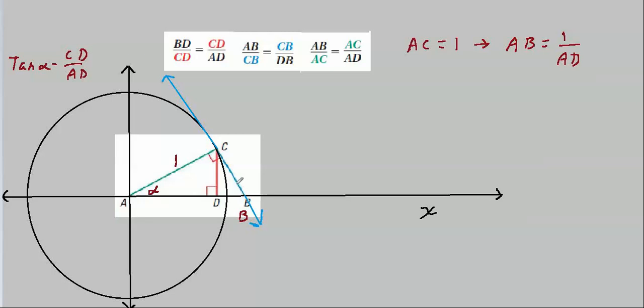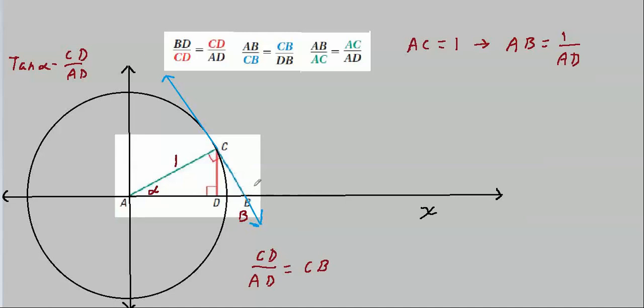Let me write it down. See if it helps you understand what it is I'm trying to say here. CD over AD, which is our tangent for alpha, and in this case with this line, it would also be the slope, is equal to CB, the length of this line here. I don't know about you, but that seems kind of bizarre to me.